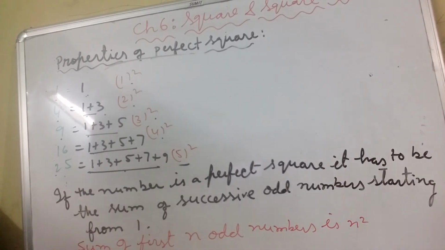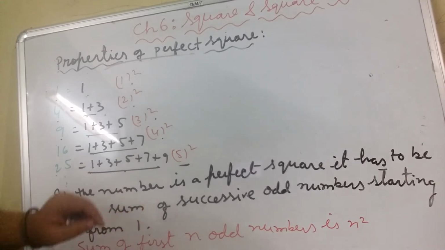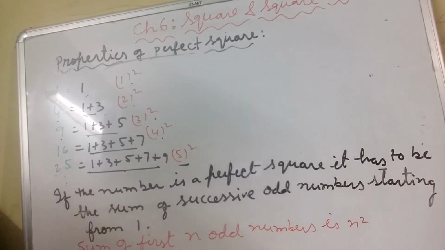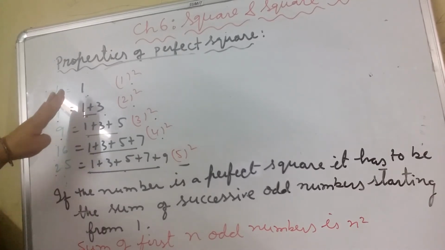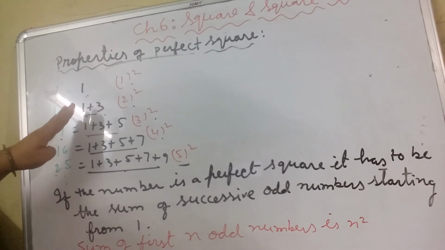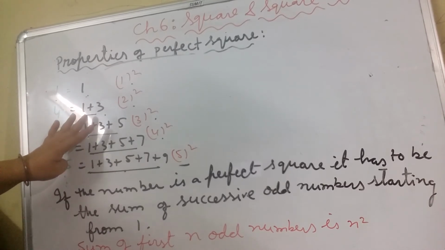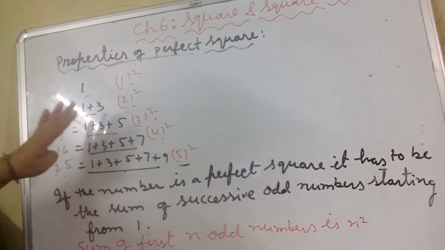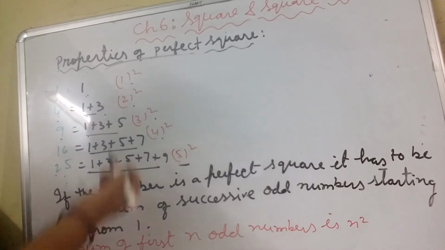So we can say if a number is a perfect square, it has to be the sum of successive odd numbers starting from 1. That means if that number is a perfect square number, it can be expressed as the sum of successive odd numbers. Successive means one after another. There will be no gap between two odd numbers, starting from 1.